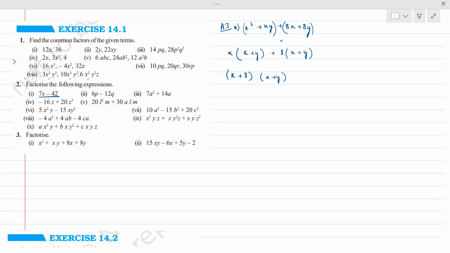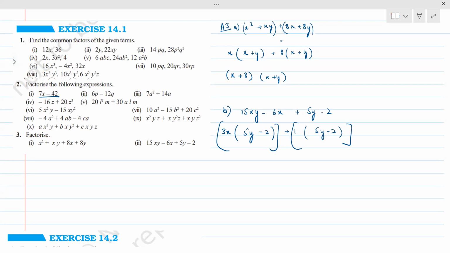It is basically related to the middle term splitting. If we do the B part, 15xy minus 6x plus 5y minus 2. Let's take 3x outside, which will give us 5y minus 2 for this, plus 1, so that we can have 5y minus 2. Now from these 2 groups, we have 5y minus 2 common, and remaining is 3x plus 1. This is how we do it. In these 2 groups, common is x plus y. So x plus y outside and x plus 8 is remaining. This is how we factorize these types of questions. Okay, I hope you have understood this.